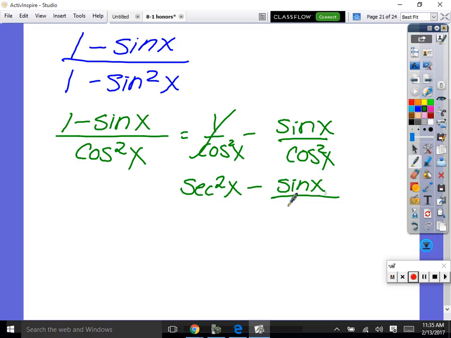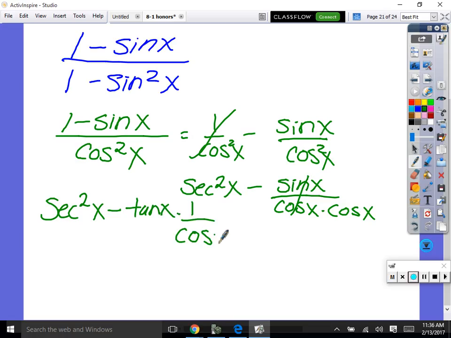Let's think of it like this. So we have secant squared x minus, isn't that piece tangent? So we have tangent of x, but then it's still times 1 over cosine of x. What's 1 over cosine? Secant. So we have secant squared x minus tangent of x, secant of x. And now we're not dealing with fractions or anything.